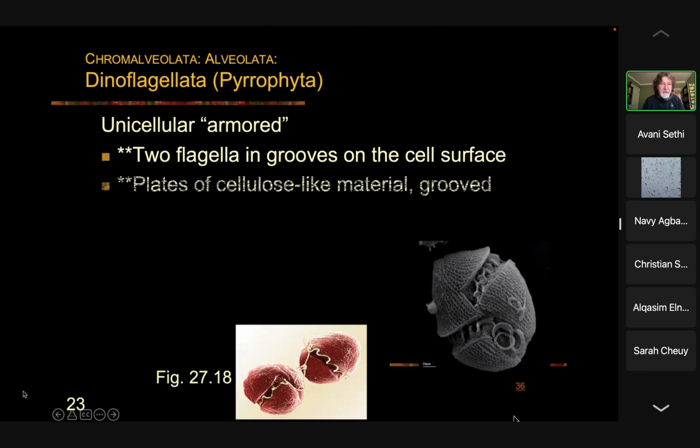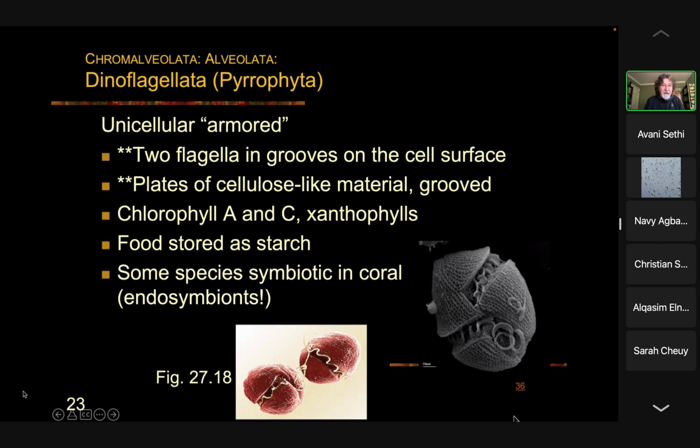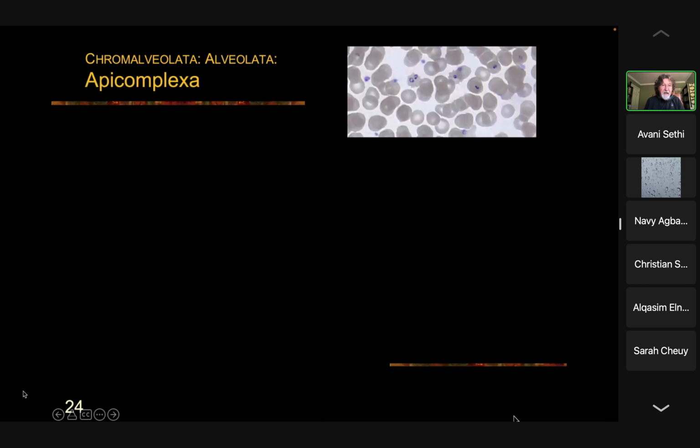Okay, dinoflagellates. Incidentally, these and diatoms, these 2 groups are among the major photosynthetic organisms in marine habitats, further away from the intertidal zone. In the intertidal zone, the main photosynthetic organisms happen to be the brown algae and the red algae, which I'll get into a little bit later. All right, dinoflagellates. Okay, apicomplexa.